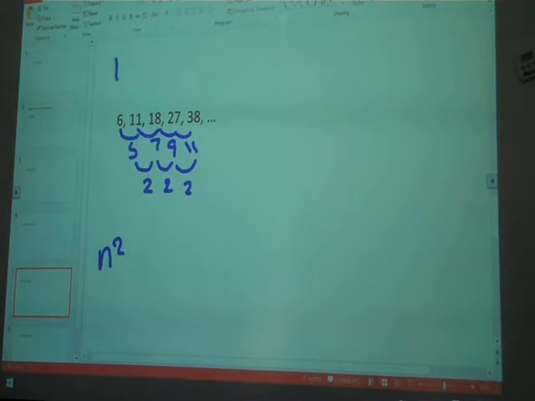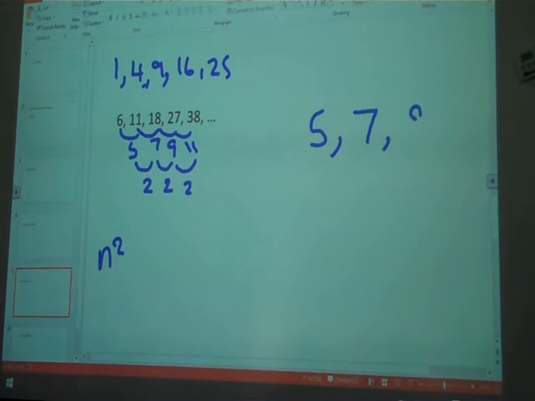So I'm going to write above the first few terms of n squared. So what have I done to go from 1 to 6? 5. I've added 5. What have I done to go from 4 to 11? 7. What have I done to go from 9 to 18? 9. What have I done to go from 16 to 27? And from 25 to 38? 13. What do you notice about that set of numbers?